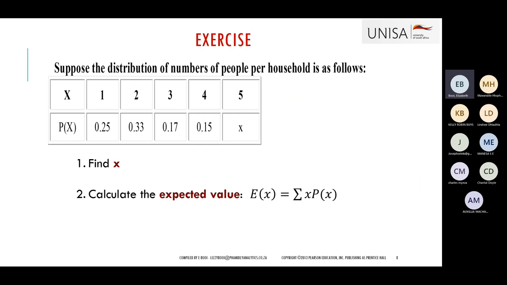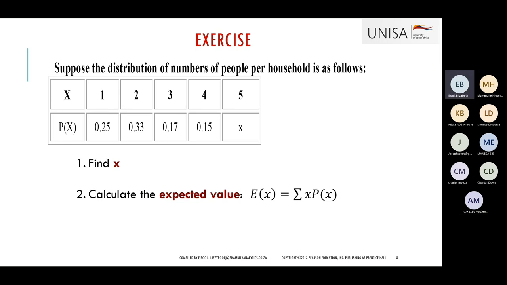To calculate, sometimes in the question or in the exam, they might give you a table like, suppose the distribution of the number of people per household is as follows. And this is a discrete distribution. We have our X outcomes, 1, 2, 3, 4, 5. Sometimes your table can start with 0, it depends on the counting process that they used. Sometimes it might be 2, 4, 6, 8, 10. Sometimes it's 1, 2, 3, 4, 5, and so forth. So it doesn't necessarily have to start with 0. It will depend on the process that you are following.